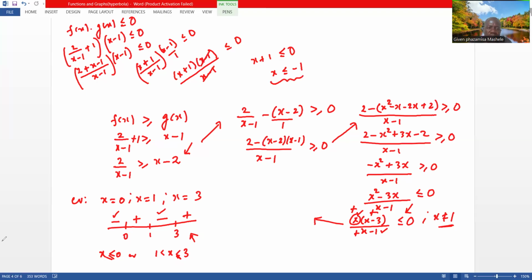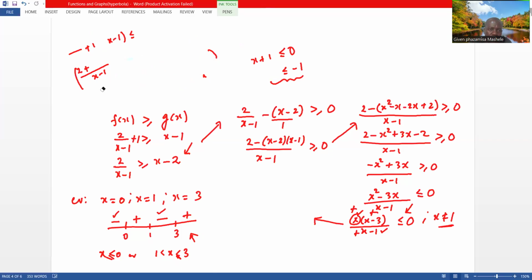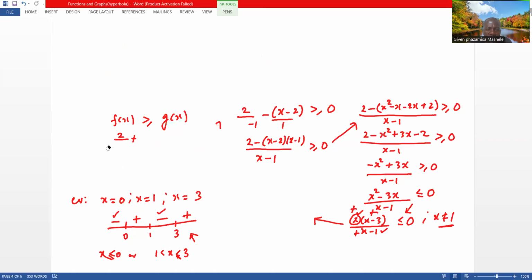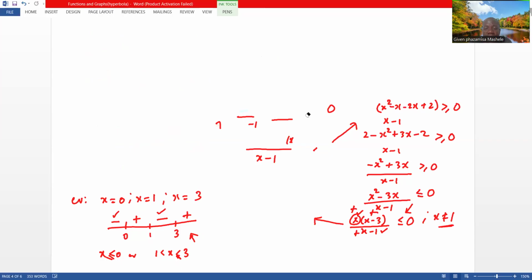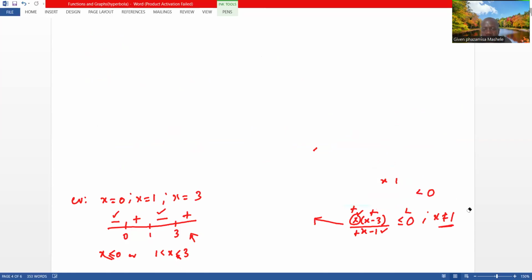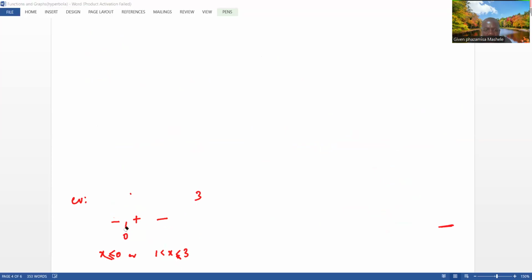So let's confirm the answer. Remember I said x should be less than or equal to negative 1. You can still do it this way, but when you are dealing with inequalities for fractions, you do not cross multiply. If it's a fraction, you must continue with that fraction and take decisions based on the fraction. It's very important.